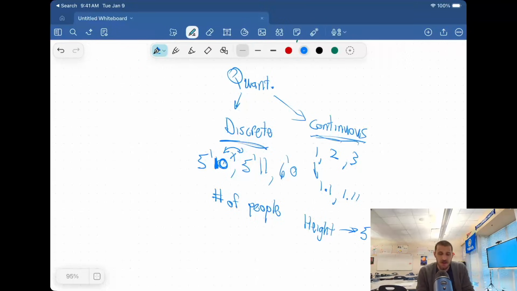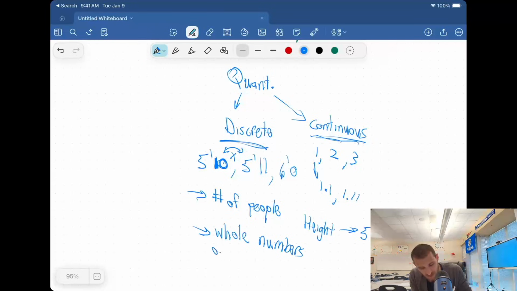Other things that are discrete variables, again, it tends to be when you're measuring people, anything that you have to have whole amounts of. Let me put it that way as well: whole numbers or amounts.